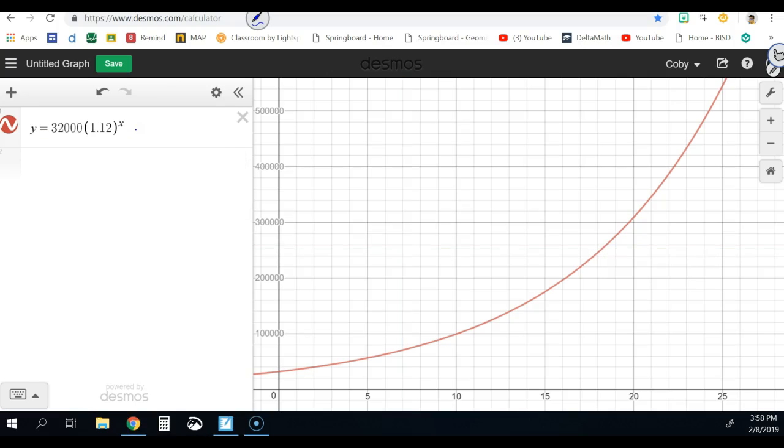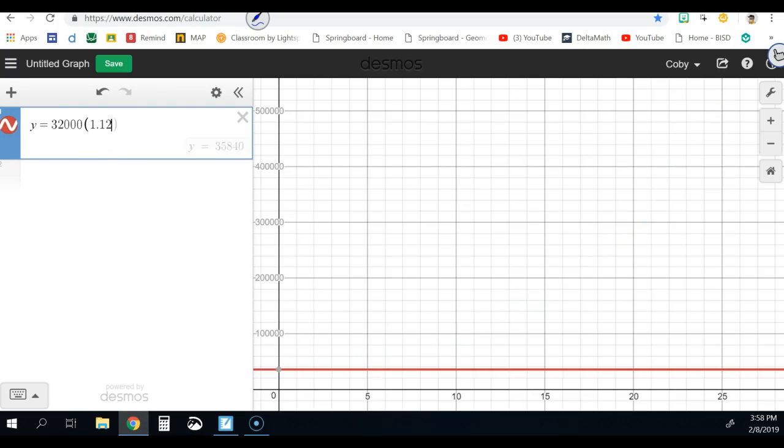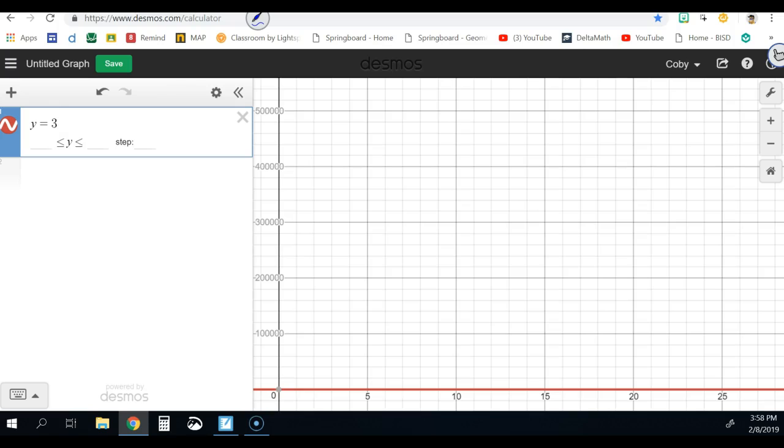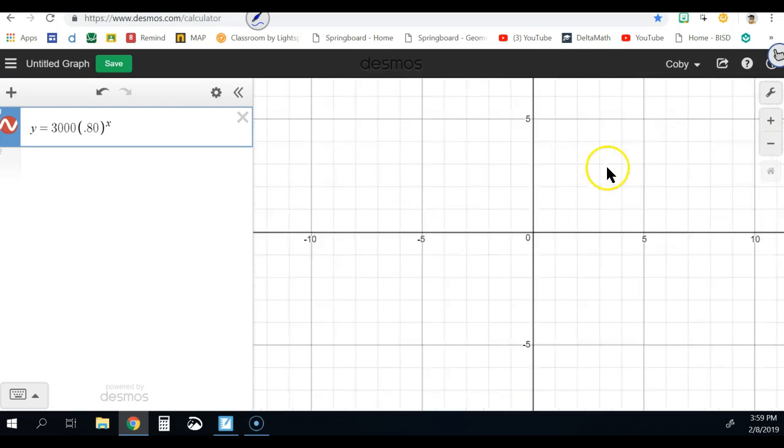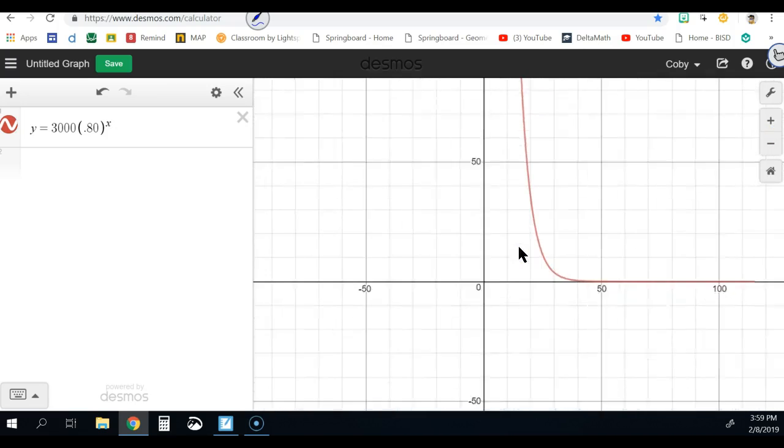There's our equation. Go graph that on Desmos. Get an idea of what it looks like. So 3,000 times 0.80 to the power of X. Whoa, outside the parentheses. Oh, come on. What is going on here? The power of X. There we go. You can't really see the view there, but if I play with the window, there's the home view. There's our little curve.